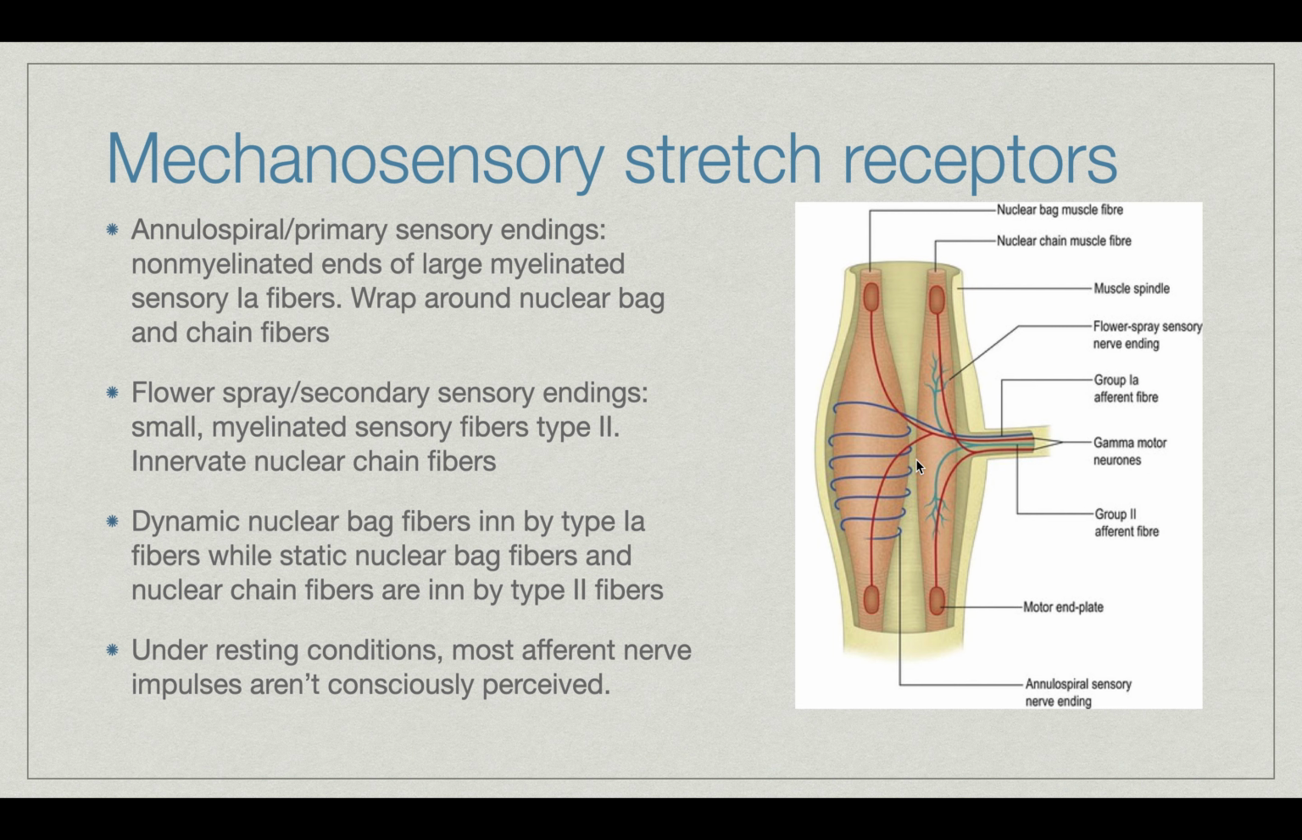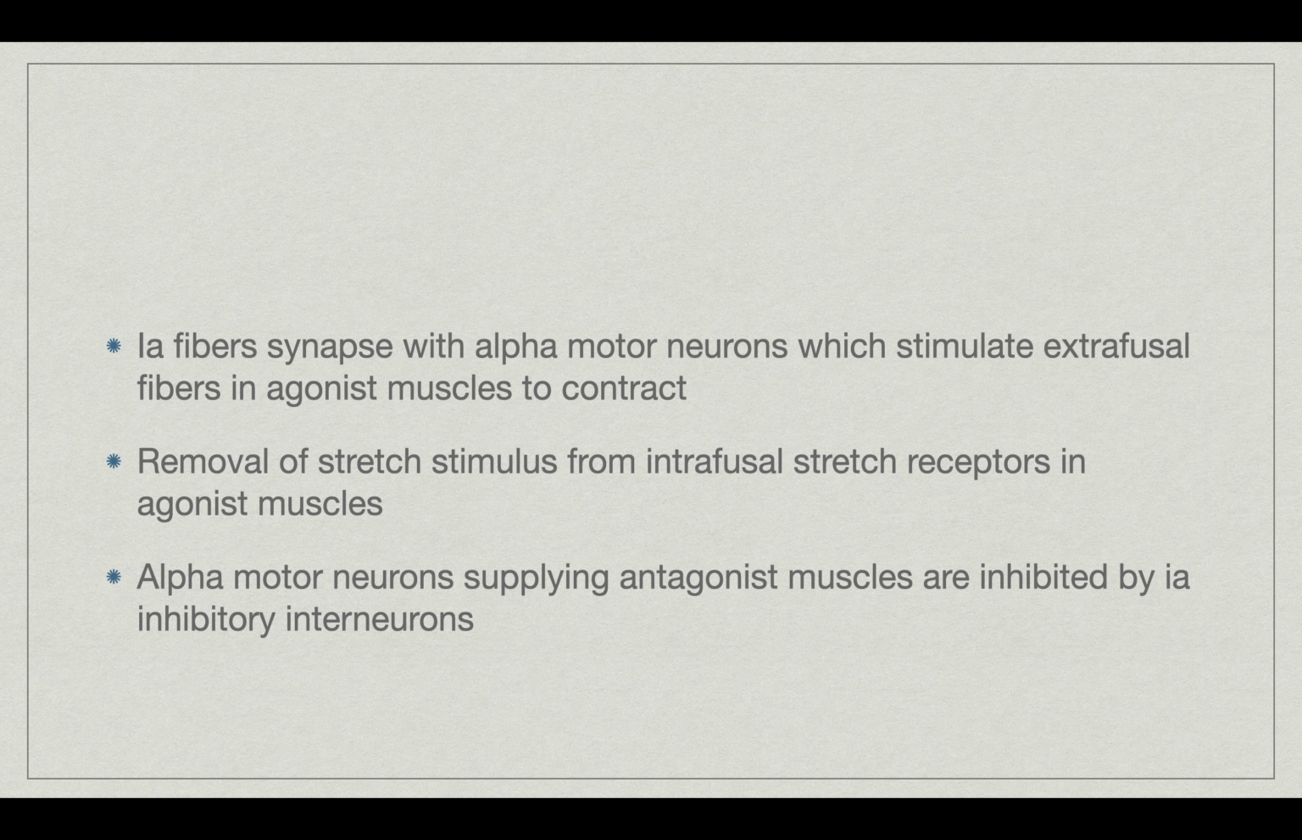They're the afferent fibers. And under resting condition, most afferent nerve impulses aren't consciously perceived. So that means we're not constantly thinking about tone. We're not thinking, oh, my biceps always need to have a little bit of activity. The 1A fibers will synapse with the alpha motor neurons, which stimulate the extrafusal fibers in the agonist muscles for contraction, removal of the stretch stimulus from the intrafusal stretch receptors in the agonist muscles.